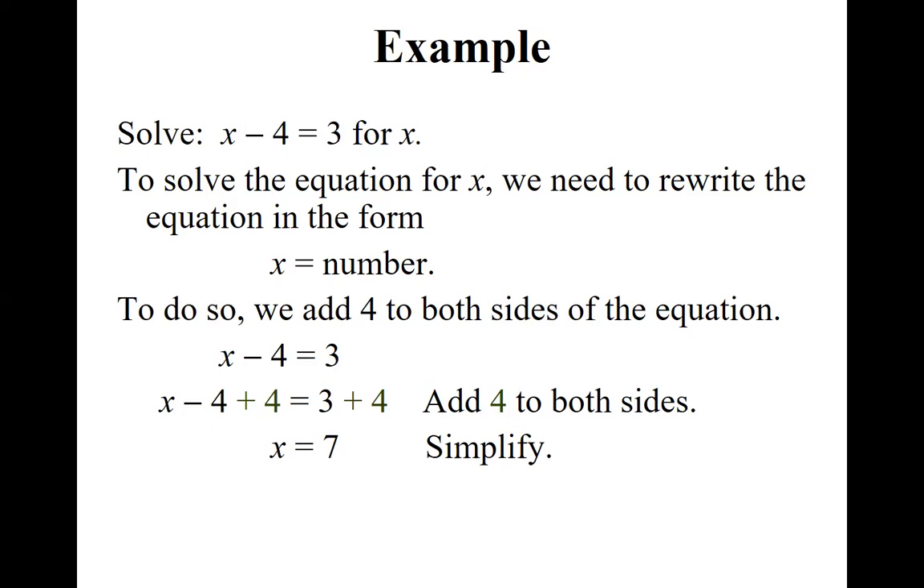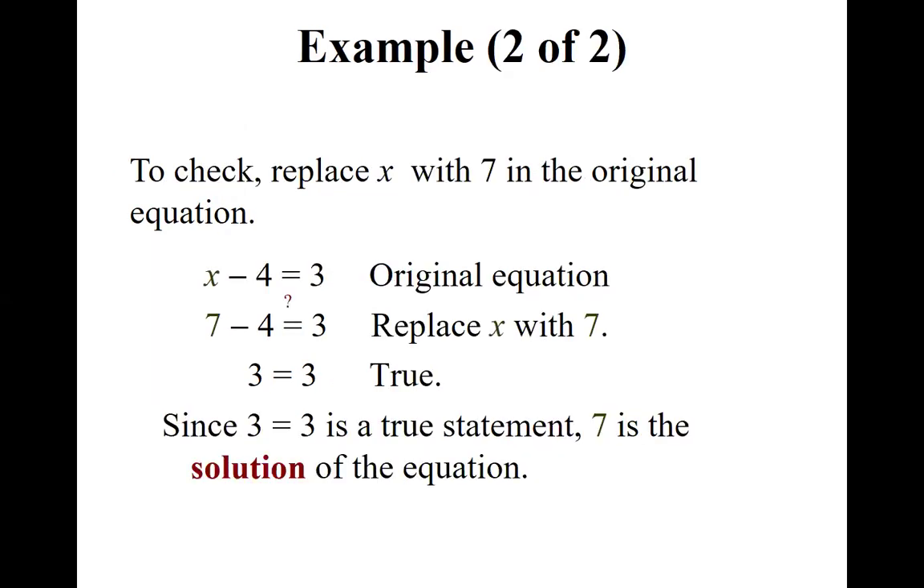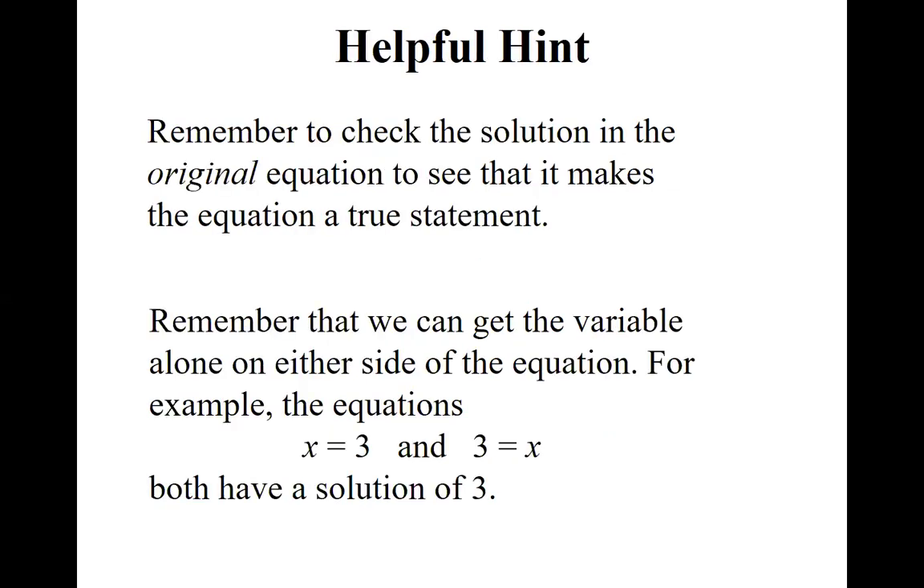We can always check to see if we have the right answer. To check, we replace x with 7 in the original equation. Instead of x minus 4 equals 3, we want to see if 7 minus 4 equals 3. It does. It's true. 7 is the solution. Now remember, when you're checking, you have to check in the original equation, not one of the equations that we get along the way.